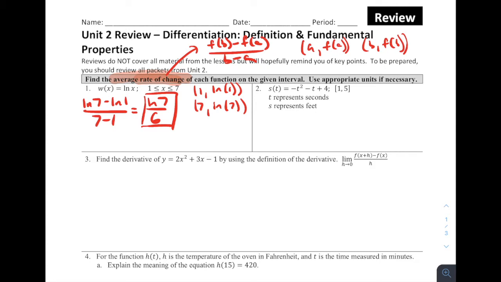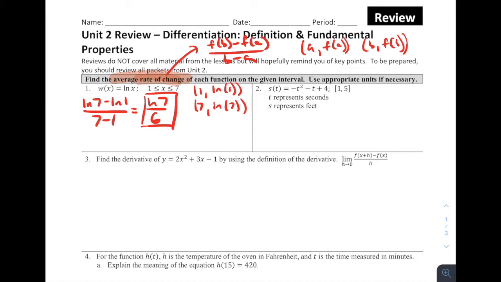Number 2, we've got a position function, it looks like. S of t is equal to negative t squared minus t plus 4, and we're going from 1 to 5. Here we're using interval notation for number 2. For number 1, it looks like they're using inequality notation. T represents seconds, S represents feet.